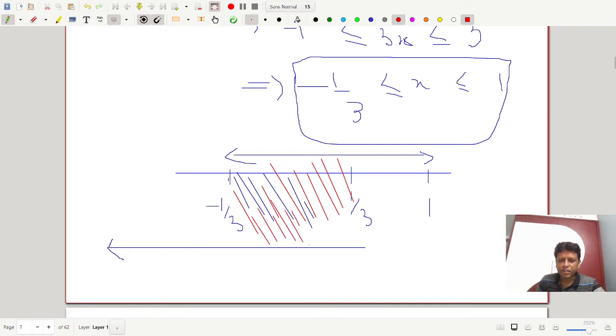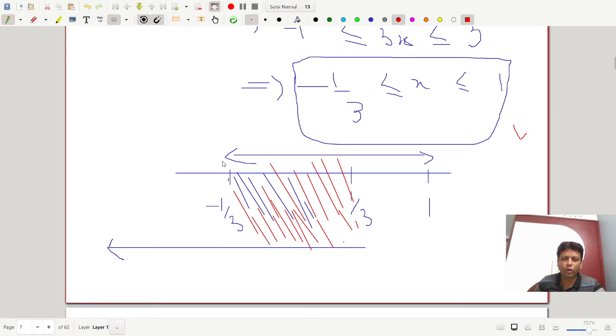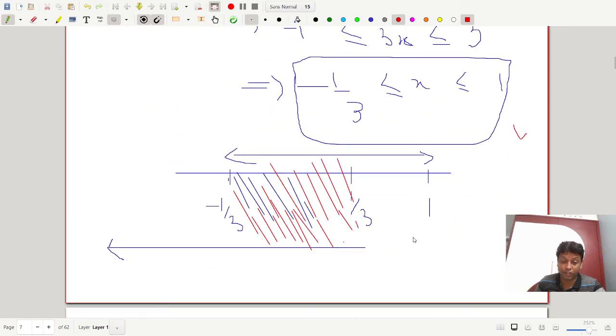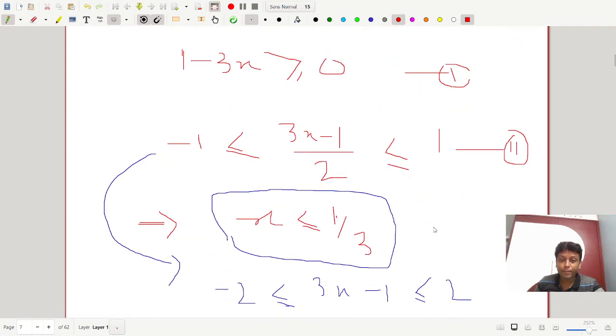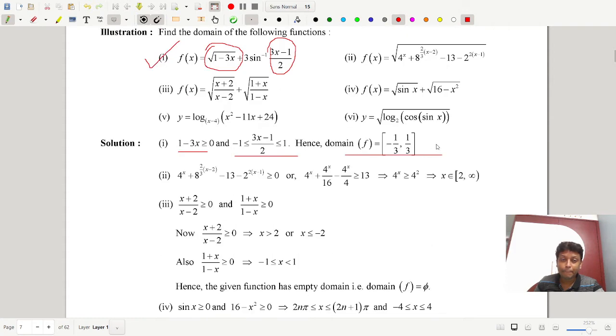Yes, sir. This is the only common portion. One of the solutions said minus 1/3 to 1, so you have drawn on the number line minus 1/3 to 1. Another said x less than or equal to 1/3. So you have to take the intersection. What is the intersection? Minus 1/3 to 1/3. Correct? Everybody, have you understood? So the domain is minus 1/3 to 1/3. Any question?